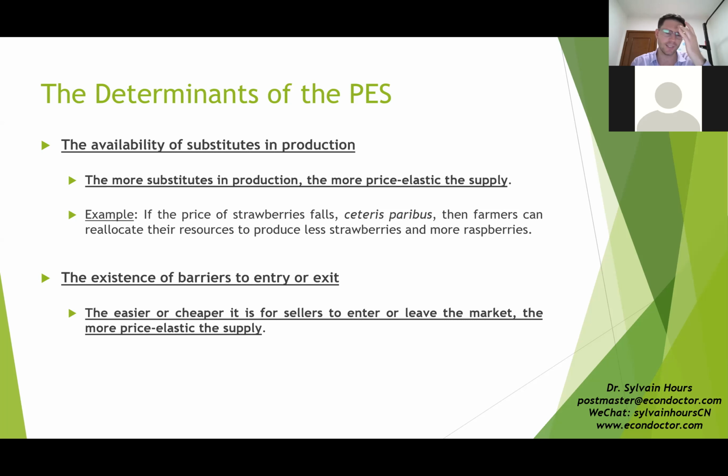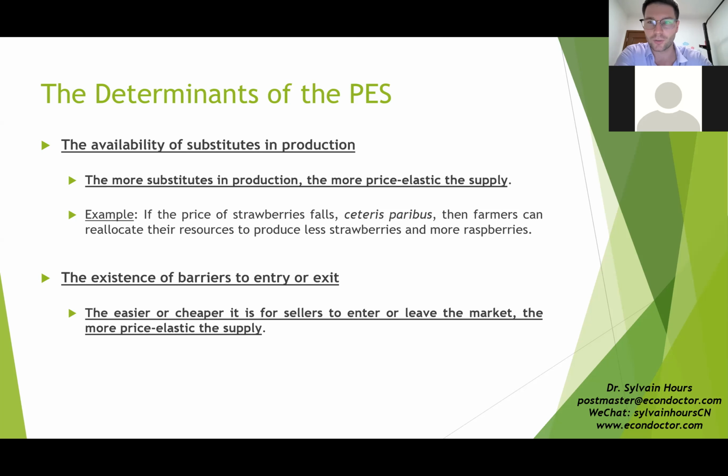So basically, that means that if there are many substitutes in production, it's quite easy to reallocate some of your resources to produce more of the good that has become more profitable. But if the resources that you have can only be used to produce one good, then you don't have that flexibility of reallocating the resources across production processes.